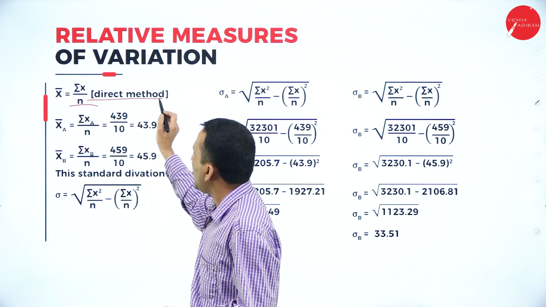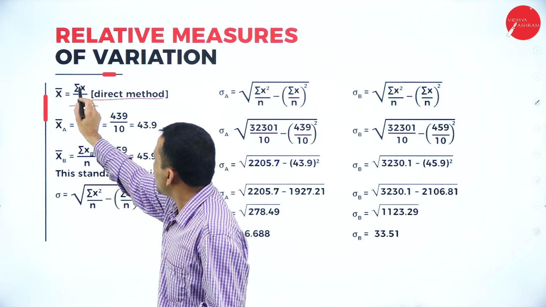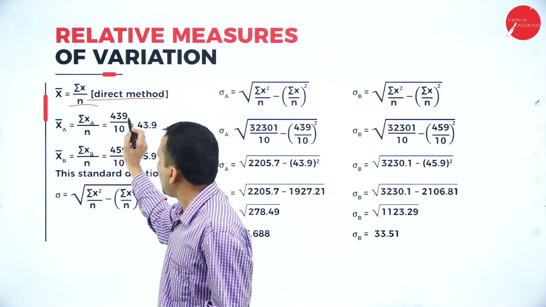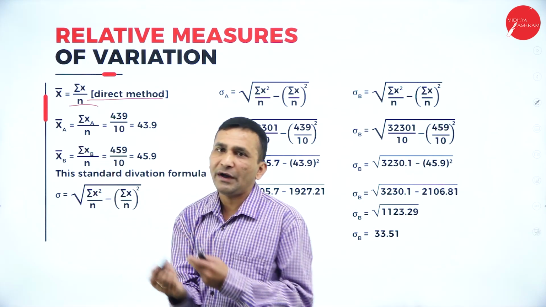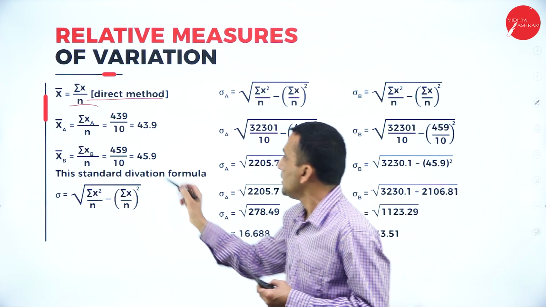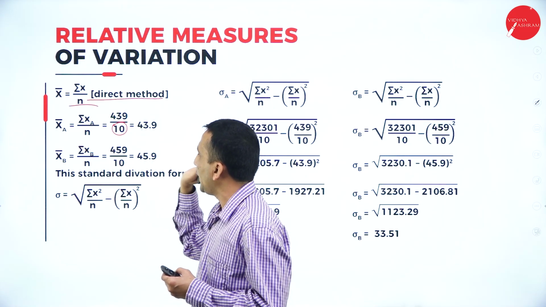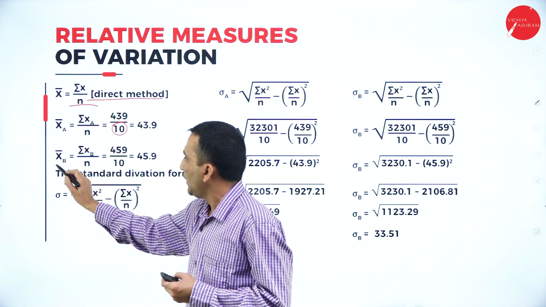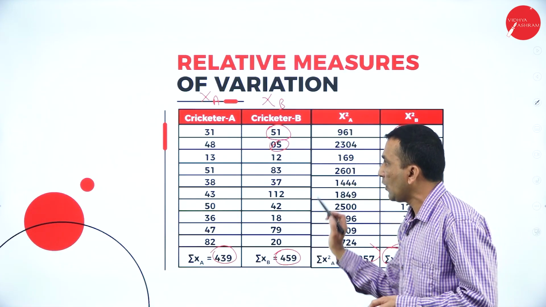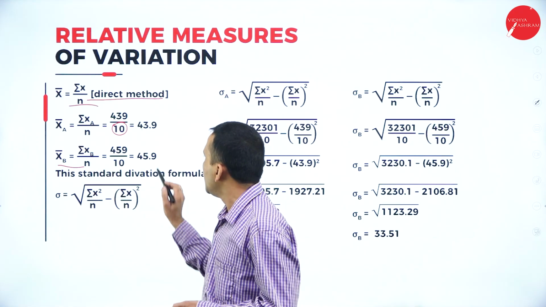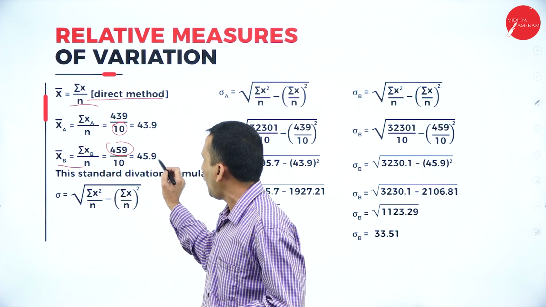So we are doing it with the help of the direct formula. Sigma x, I am writing 439, because in the previous slide we got the total 439, divided by the number of items. The 10 innings are specified. If you divide, we get the x bar value 43.9. The same thing is applied for cricketer B. We already took the total, 459. The number of observations is 10. Here, same thing: 459 divided by 10 is 45.9.